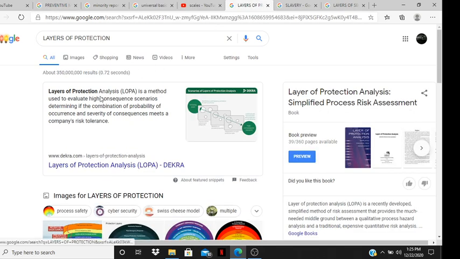Layers of protection analysis is a method used to evaluate high consequence scenarios, determining if the combination of the probability of the occurrence and severity of consequences meets a company risk tolerance. This is talking about it in a company form.